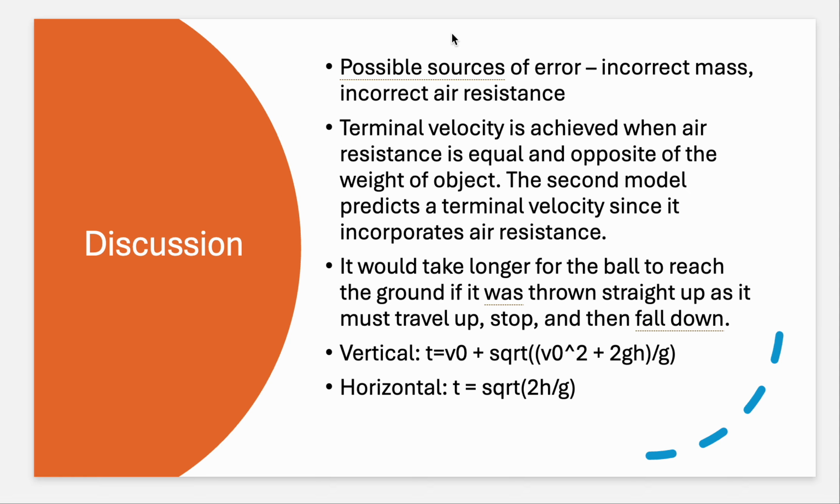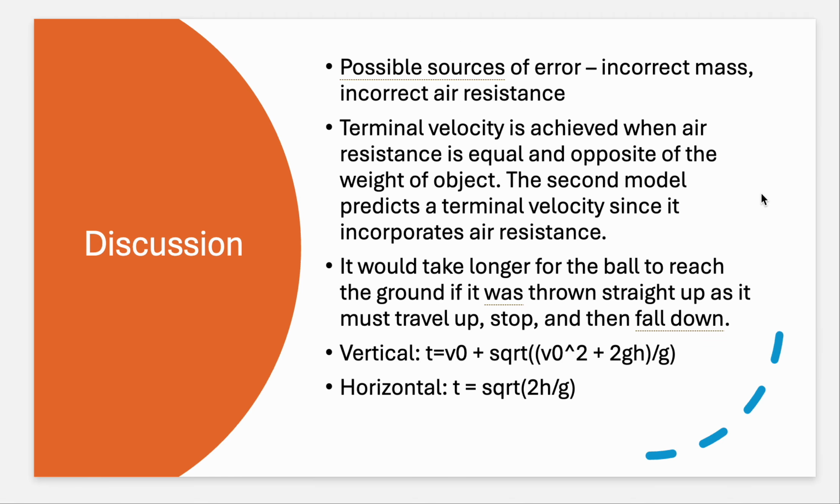Some sources of error in this lab were incorrect mass because I didn't weigh the object. I kind of had to assume what the weight would be. And then also incorrect air resistance because I kind of had to guess what that would be. Terminal velocity is achieved when air resistance is equal and opposite the weight of the object. So the second model that includes air resistance would predict the terminal velocity since it includes air resistance.